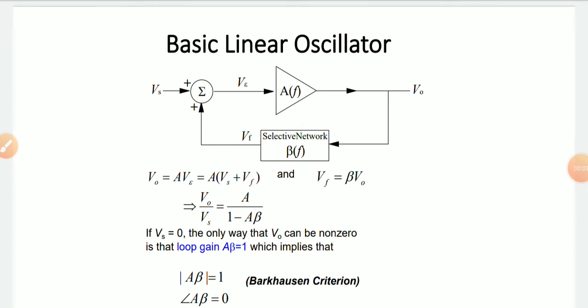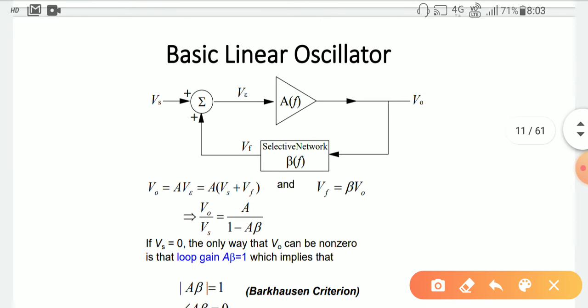Today we continue our previous day's topic, that is the oscillator. For the oscillator, the basic block diagram looks like this, where A is the forward path gain, beta is the feedback gain. From this block diagram we can conclude an equation, and that is V0 by Vs equal to A by 1 minus A beta.